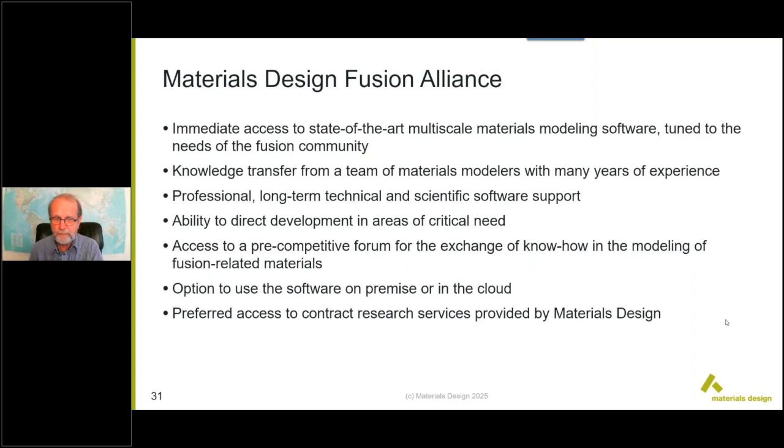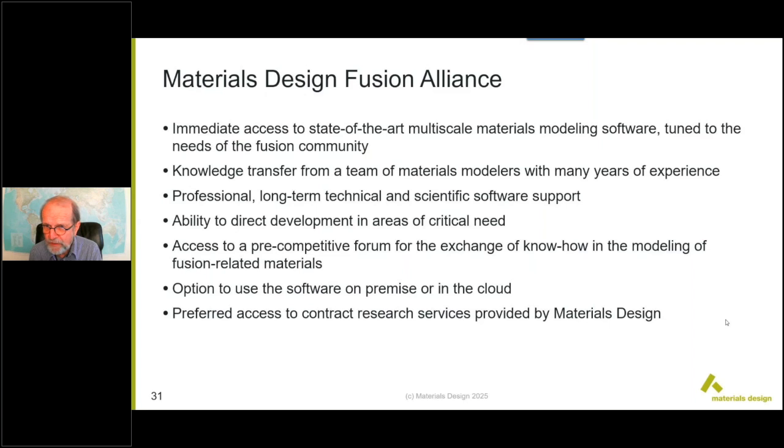And just a final word about a new initiative that we are starting, namely the Materials Design Fusion Alliance. So what is it? Well, we are bringing together the key players and the constituency of all the modelers interested in modeling these materials for fusion machines. And as part of the Fusion Alliance, you get immediate access to state-of-the-art multiscale materials modeling. You've seen a glimpse of that in the examples that I've discussed. We share the knowledge that we have and experience from these calculations.